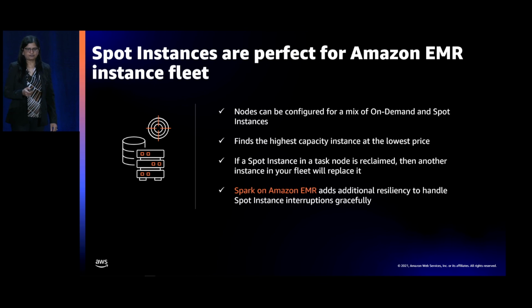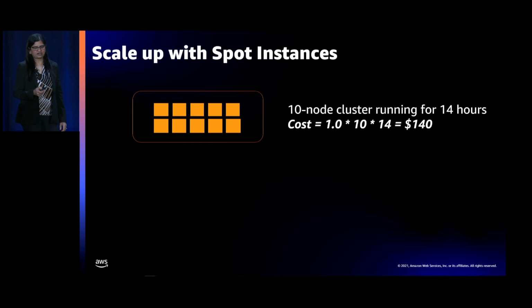Spot instances are perfect for EMR because the nodes can be configured for a mix of on-demand and spot instances. You will find the highest capacity instances at the lowest price, and Spark on EMR adds additional resiliency to handle spot interruptions gracefully. We have talked about it extensively in previous re:Invents, and this is something a lot of our customers have come to like about EMR, using EMR with spot instances.